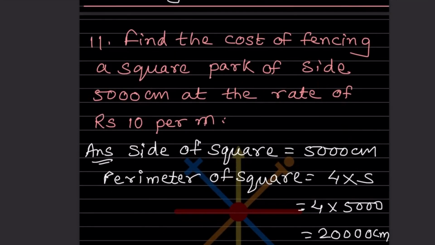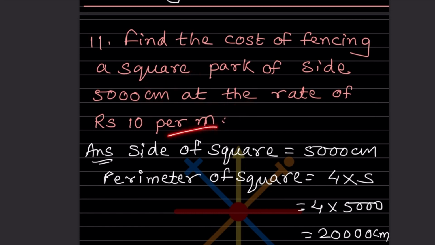Now find the cost of fencing a square park of side 5000 centimeter, at the rate of 10 per meter. See here, this is meter and this is centimeter. So we always have to look at whether the units are the same, because other things you might know, but if you skip this unit part, the answer is going to be wrong. So first look at the units, what is given.